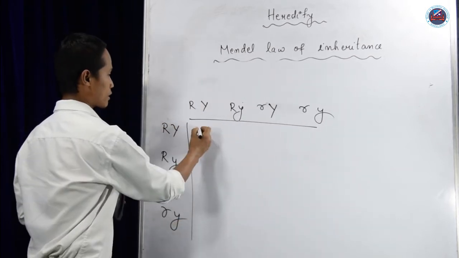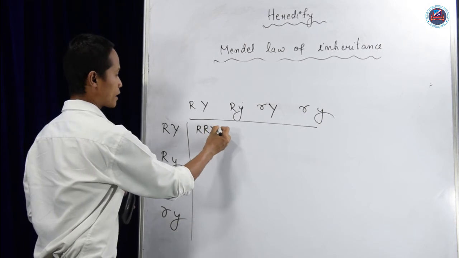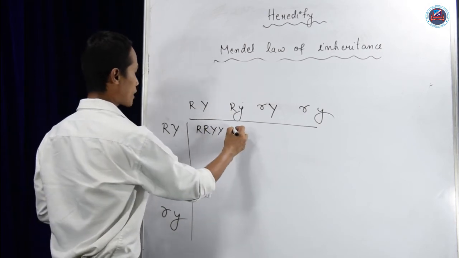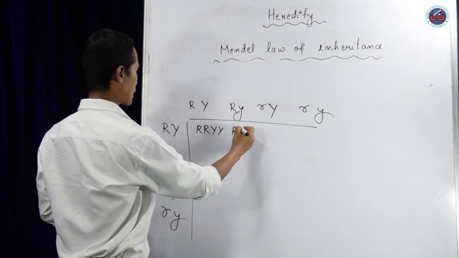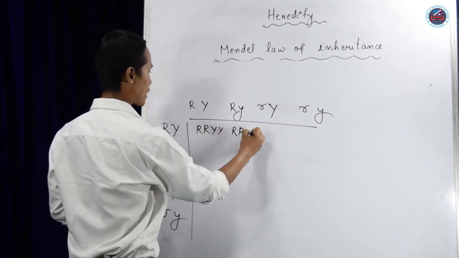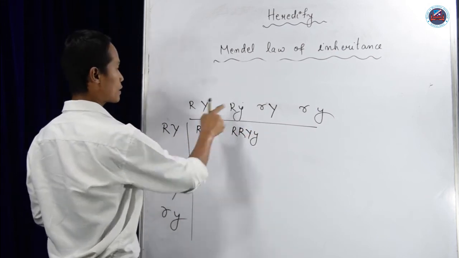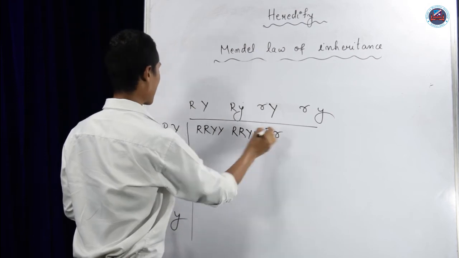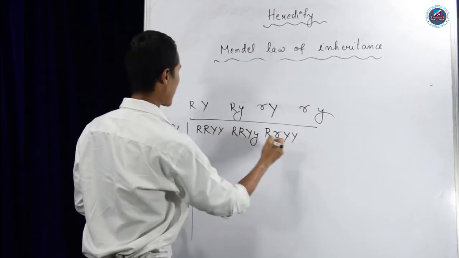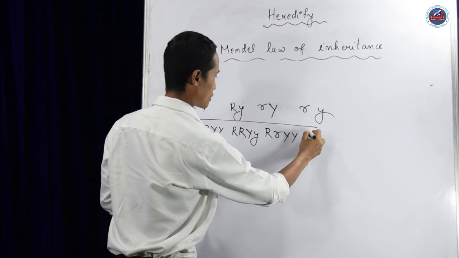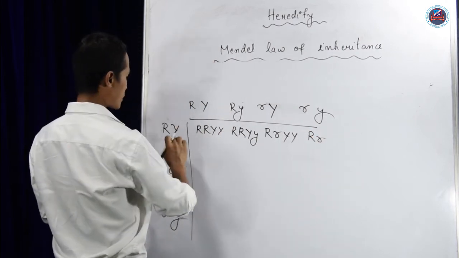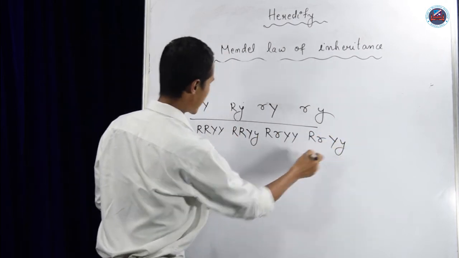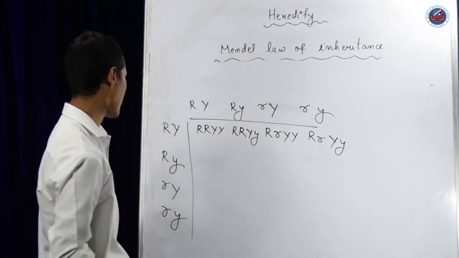Capital R, capital R. So capital R, capital R, capital Y, capital Y. I'll show you one. Okay, capital R, capital Y, small y. Capital R, small r, capital Y, capital Y. Capital R, capital Y, small y. Same as that, you have to make the Punnett square.